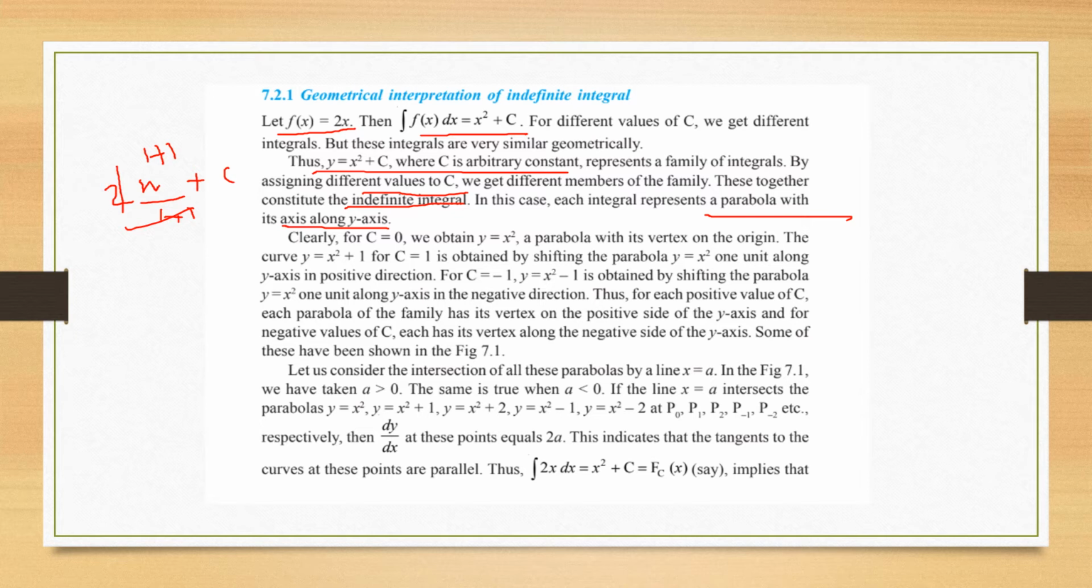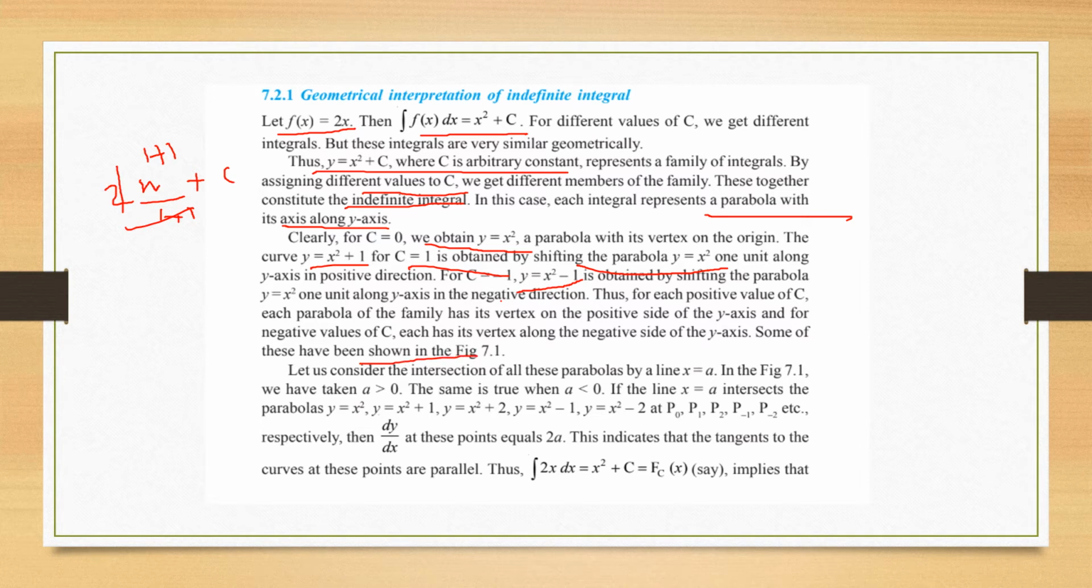Okay, and for c equal to 0, what we get? We get a parabola y equal to x square, right, with vertex at origin. Okay, and the curve y equal to x square plus 1 is again obtained by shifting the parabola y equal to x square 1 unit along y-axis in positive direction. When you put x as 0, you will get y as 1, so now the vertex will be at (0, 1). Okay, and similarly if it is x square minus 1, in this case the parabola will have vertex when x is 0, y is minus 1, so it will be (0, minus 1). Okay, all these cases like this.